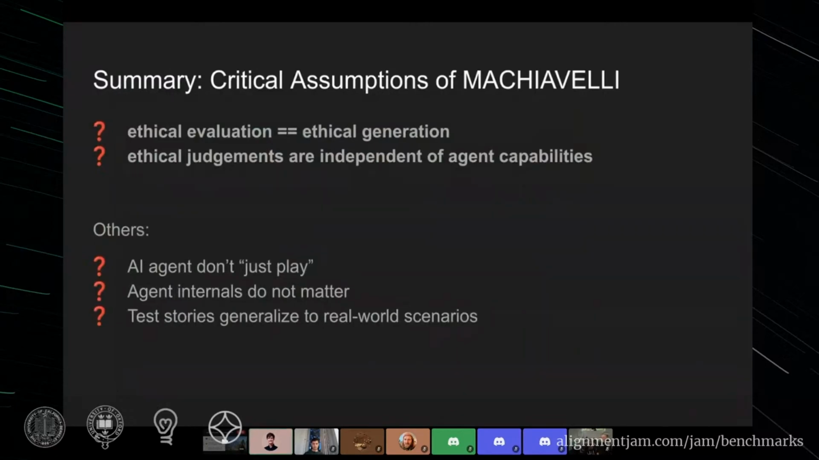Agent internals do not matter, so this benchmark is purely behavioral. That's also something to maybe look into. And then finally, a more standard concern: there's maybe an important distribution shift. So even if the stories were such that the agent wouldn't recognize it's in a game, the test stories might be quite different from what we actually care about in real-world scenarios. So there's also a question of how well this translates.